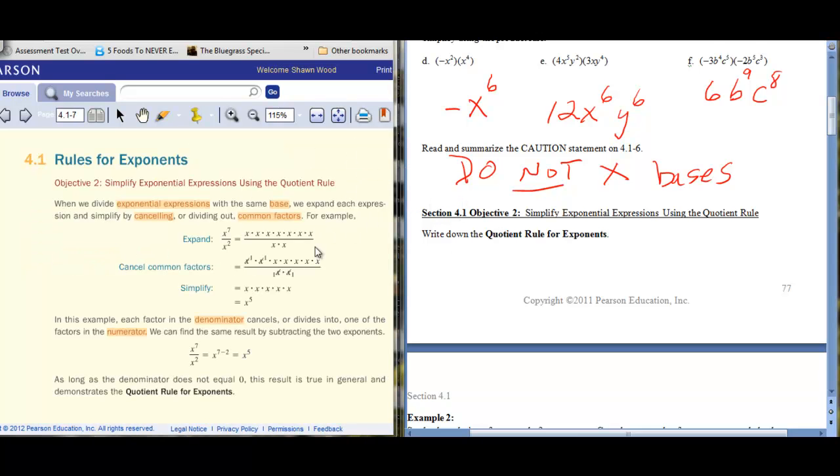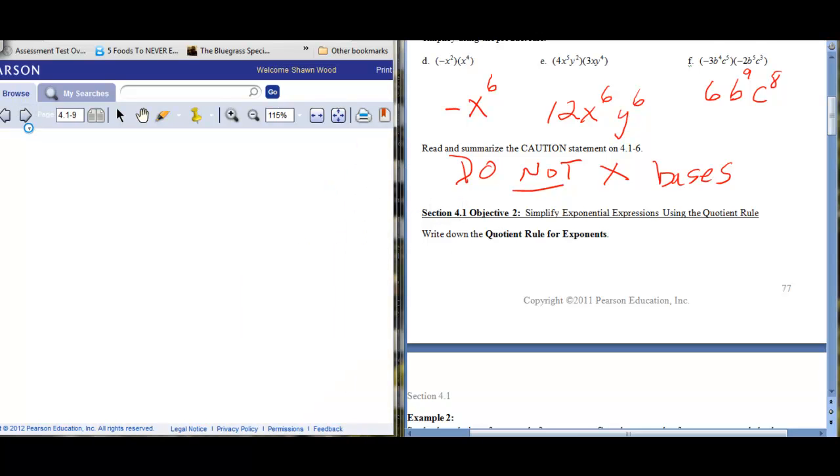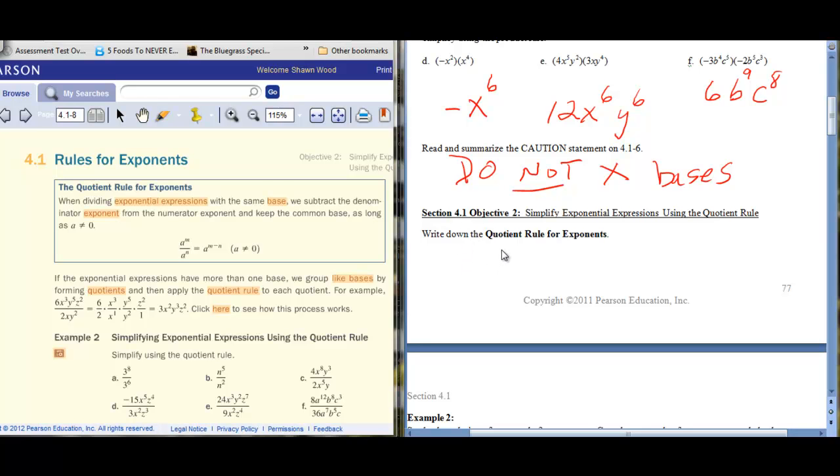And basically for that, when you're dividing, just like when you're multiplying, you add your exponents. When you're dividing, you subtract your exponents. So the rule, or whatever you want to write down here, you might just record a to the m over a to the n is equal to a to the m minus n.